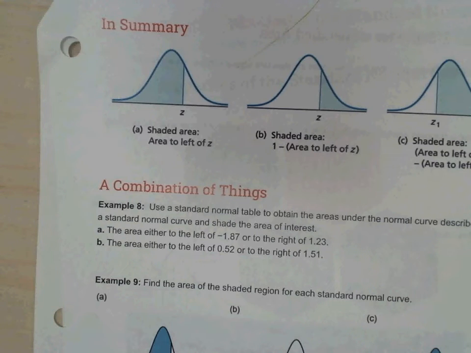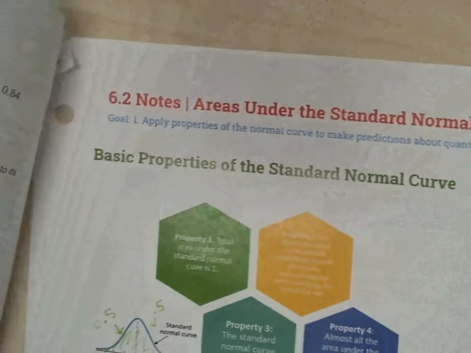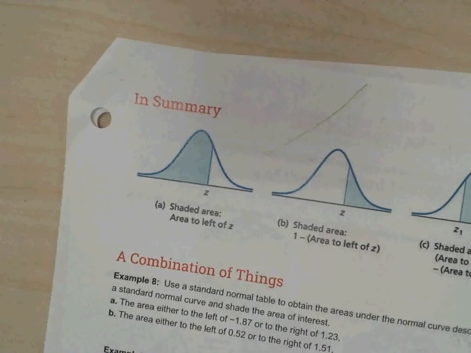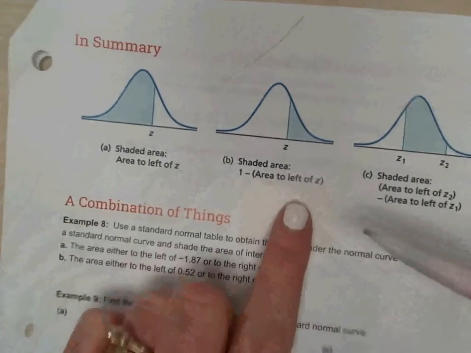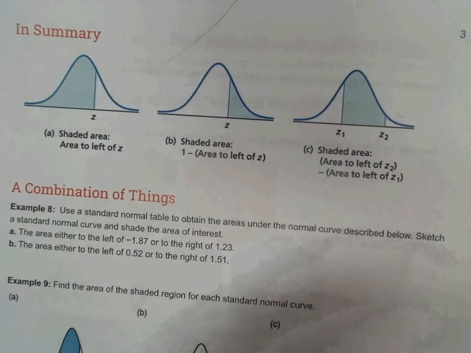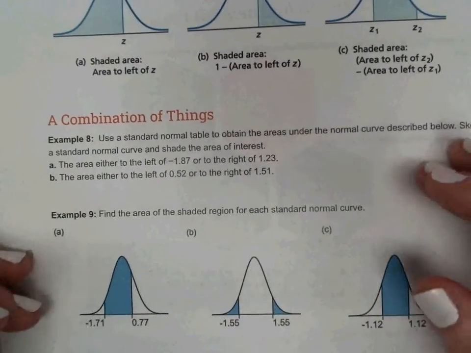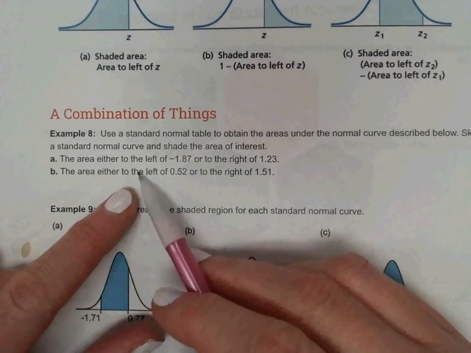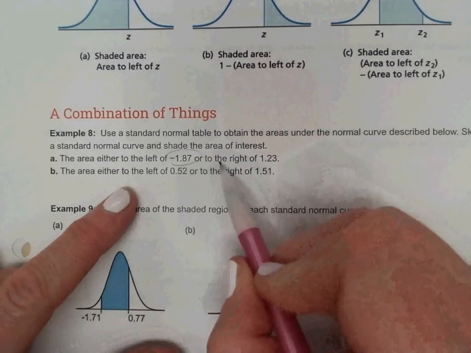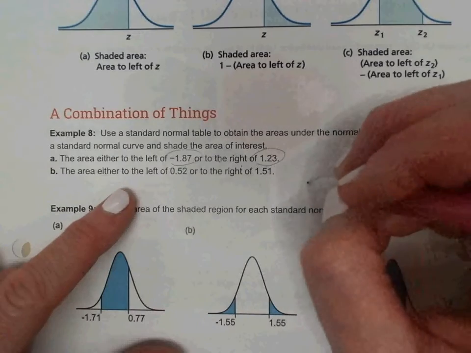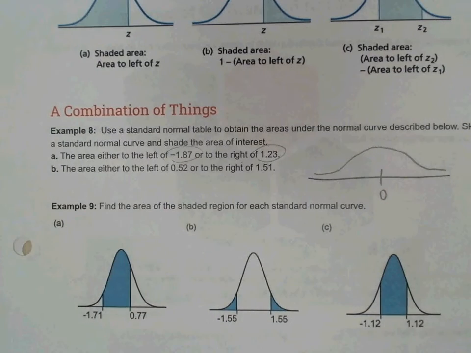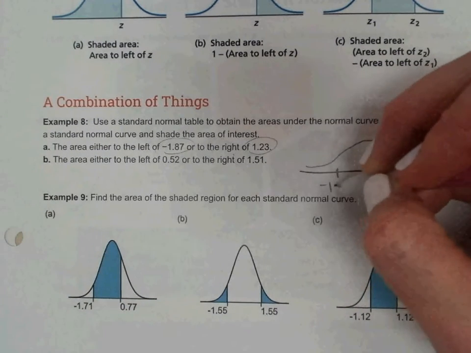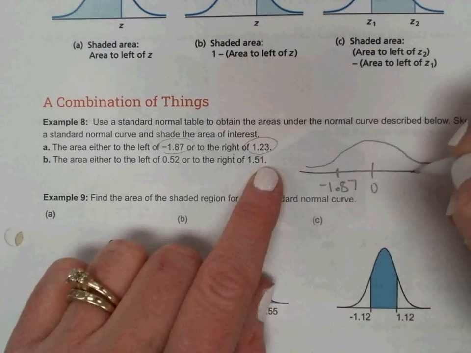All right, so this is picking back up with our 6.2 notes on page 3. We just talked about the 3 different ways to find area under the Z curve: to the left, to the right, and in between 2 delimiting values. The combination could look like the area either to the left of negative 1.87 or to the right of 1.23. First thing I would do is sketch this with 0 in the middle. Negative 1.87 would be down to the left of 0 with positive 1.23 somewhere up above.